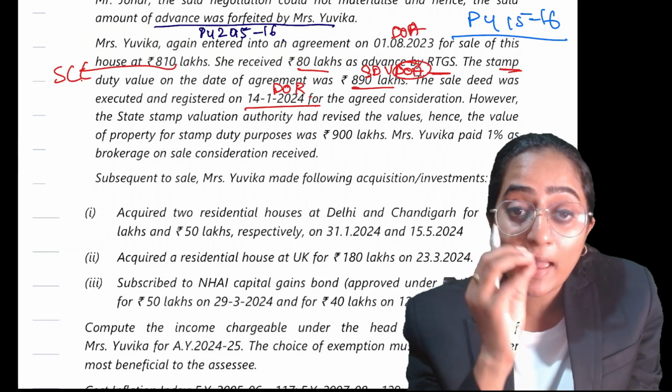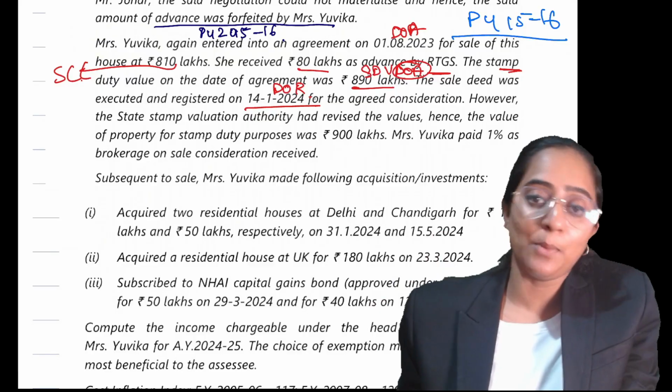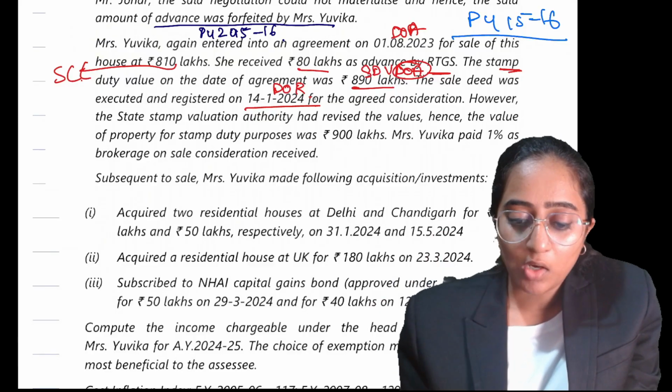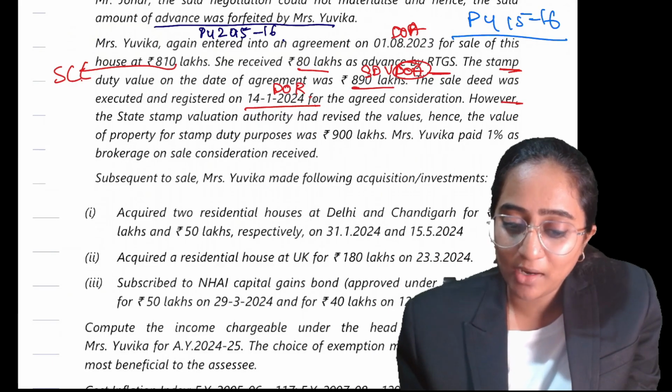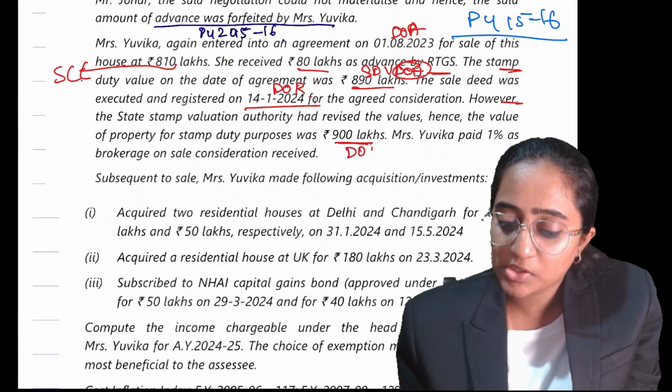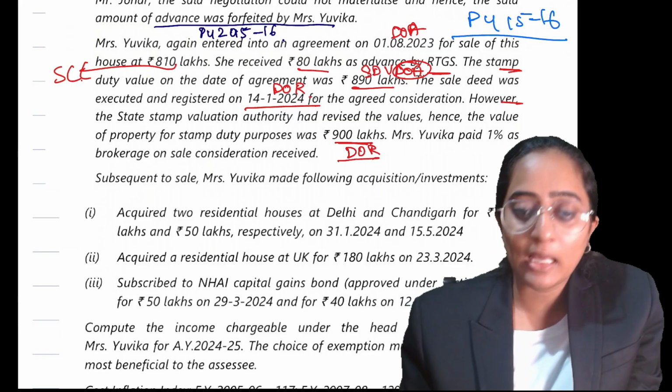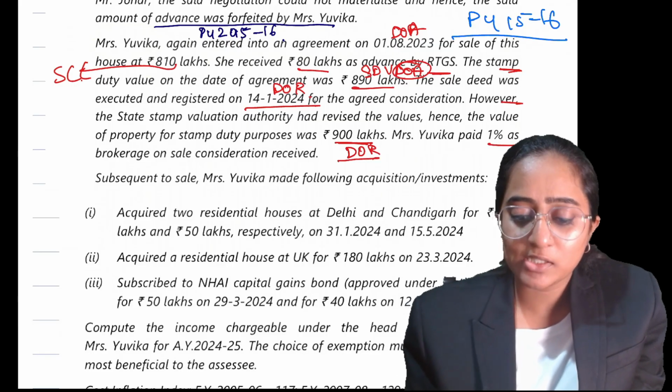Determination of the facts or the information in the question is equally important in solving the problem. However, the stamp duty value was revised, hence the value of the stamped property was moved to 900 lakh. That is, on the date of registration, the stamp duty value is 900 lakh. Yuvika paid 1% as brokerage.